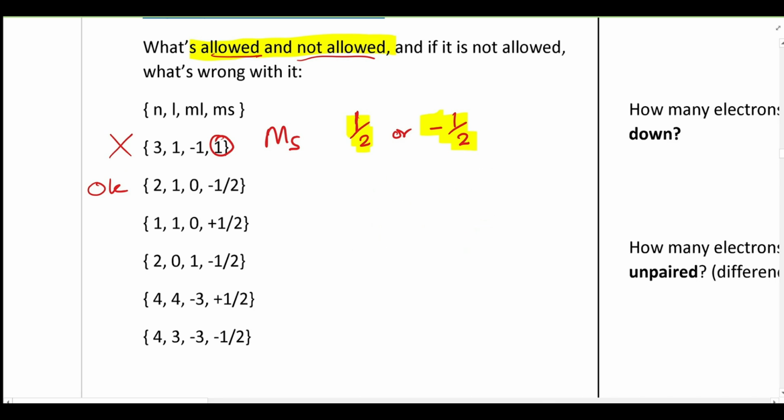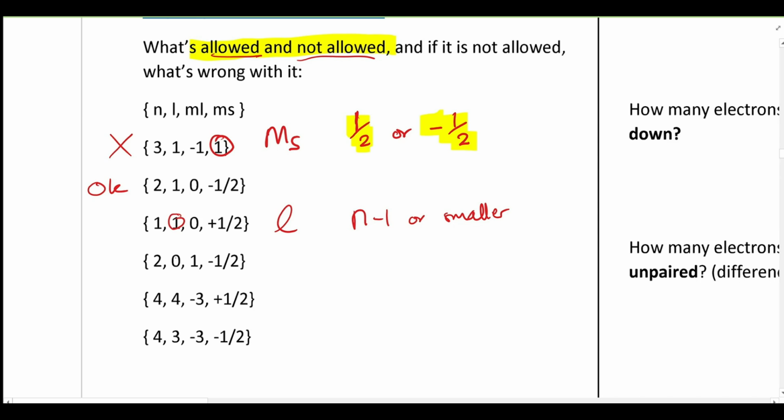Yeah. How about the next one? What's wrong with this one? That's right. So in this one, L must be n-1 or smaller. Right. So that's the wrong one. Actually, let me highlight that one. How about the next one? Yes or no?